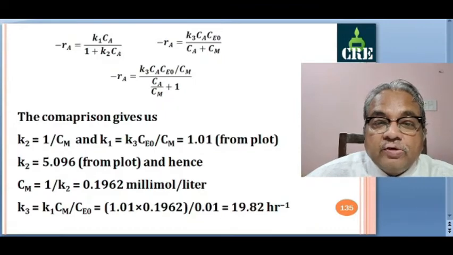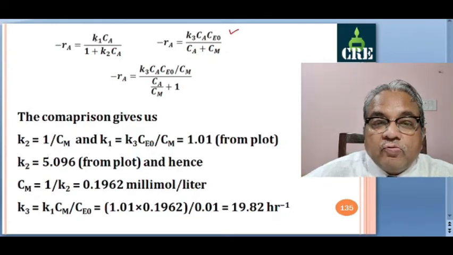K1Ca by 1 plus K2Ca, and the equation given is in the form K3CaCe0 by Ca plus Cm. So we will try to write it in the equivalent form. For that you can divide the numerator and denominator by Cm. So here what you get is K3CaCe0 by Cm, divided by Ca by Cm plus 1.